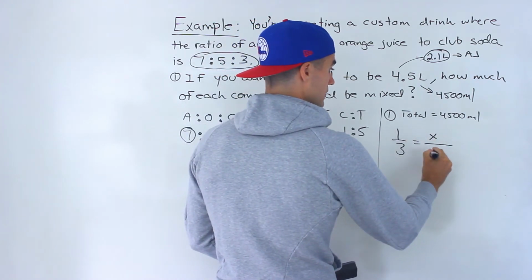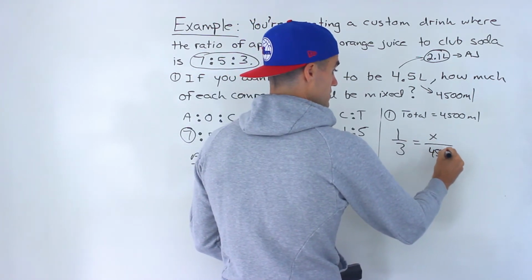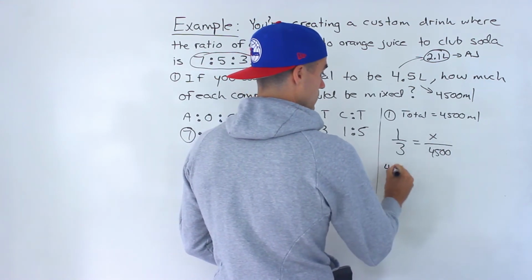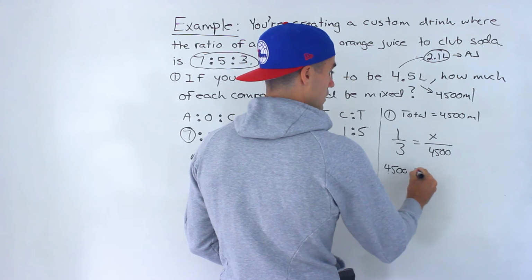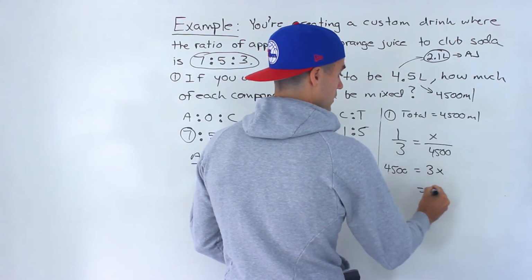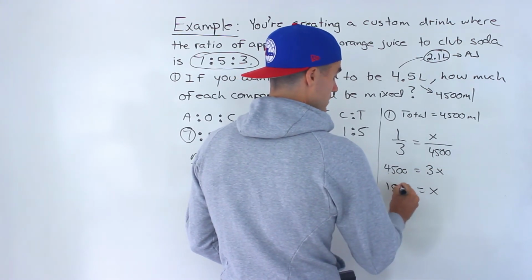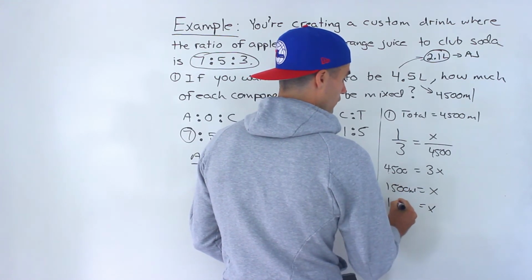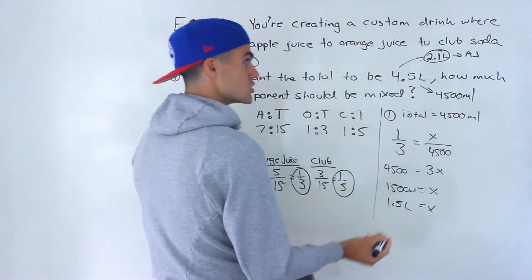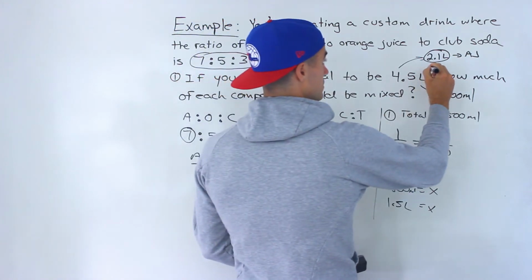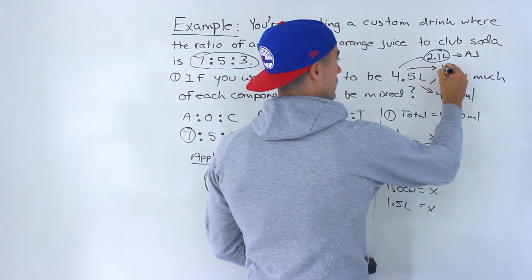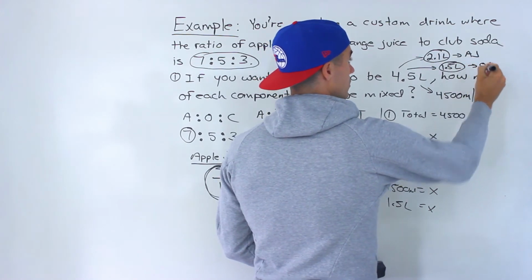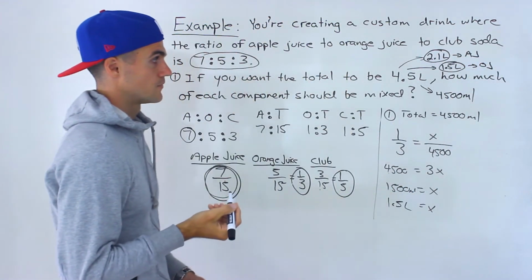We're solving for x, and we know the total is 4,500. So cross multiplying, 4,500 times 1 is 4,500. Then we'll have 3x, divide both sides by 3, we get 1,500. This is milliliters, or 1.5 liters. So 1.5 liters, I'll put the answers up here, is going to be orange juice.